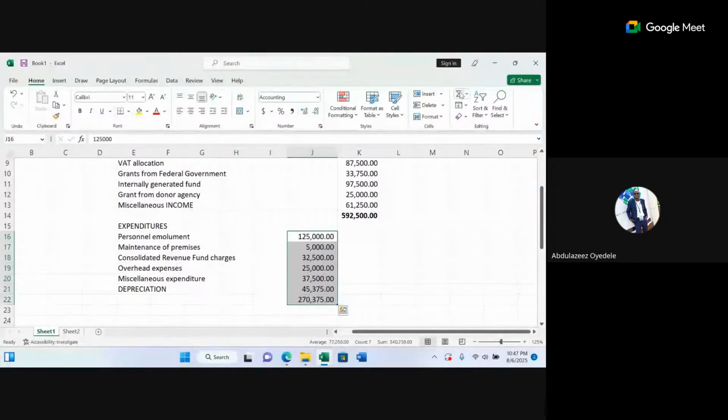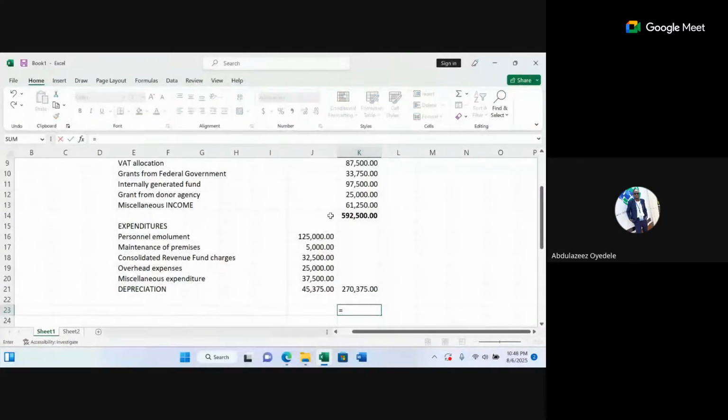Which will be this. Okay. So we can subtract this from our operational income, which will give us our net operational surplus. So we get the net operational surplus from the total operational income, and then subtract the total operational expenses. We have our net operational income.